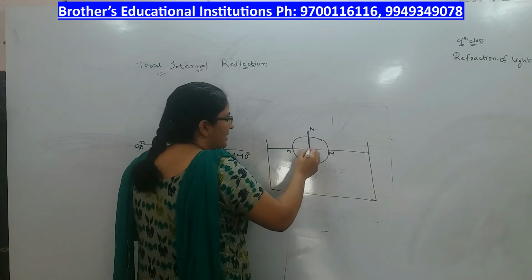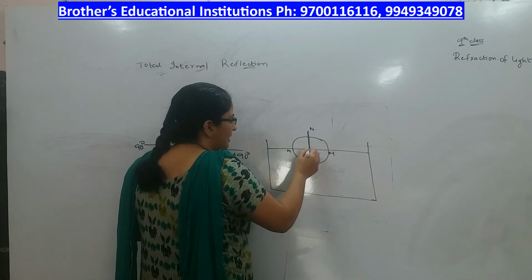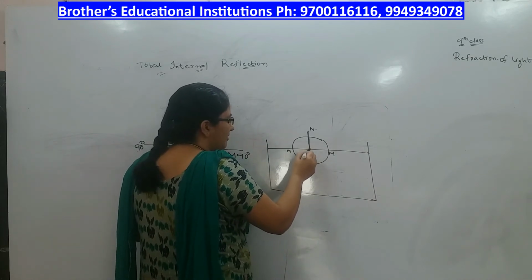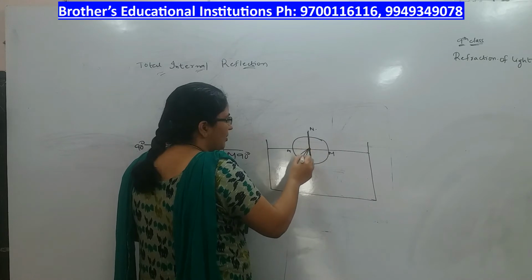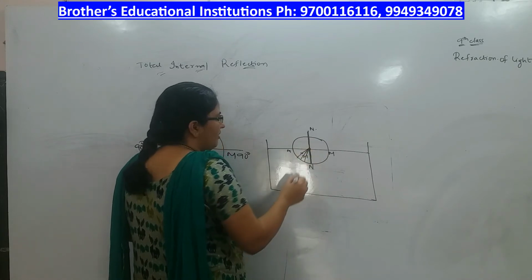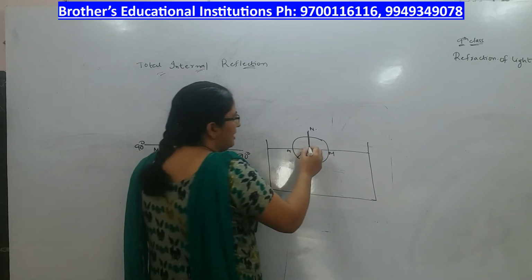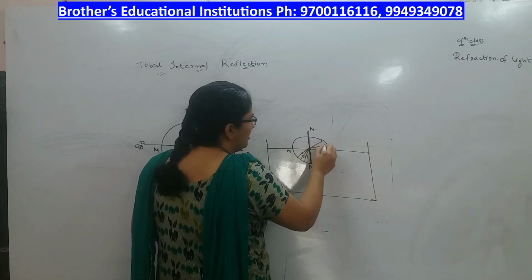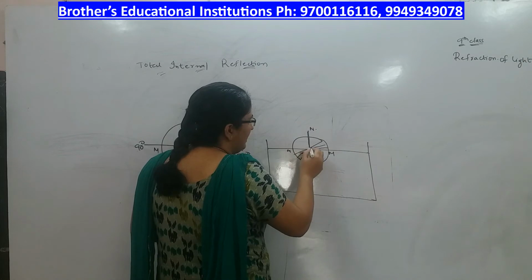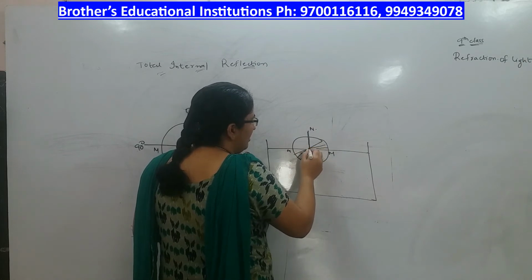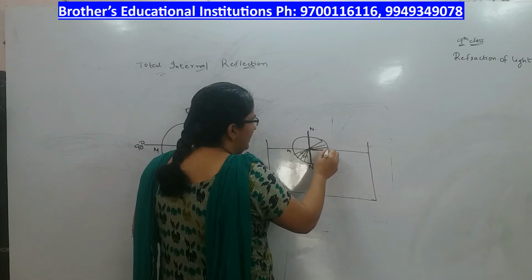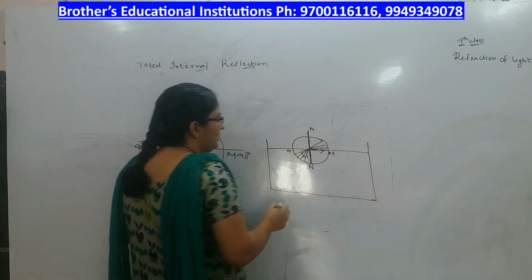Now try to increase the angle of incidence. Let us say from 5, 10, 15 and so on. If you keep on increasing the angle of incidence, you will see that the angle of refraction also increases. At one point of time, instead of going out, the angle of refraction grazes the interface. It grazes the interface.